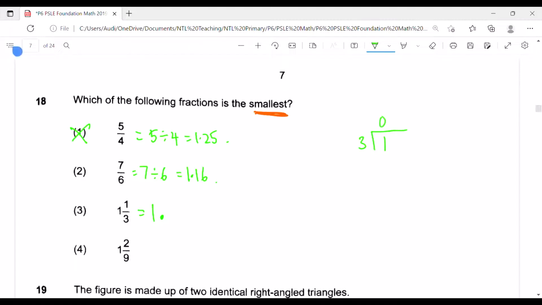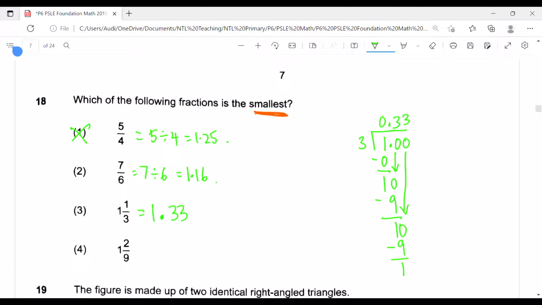0, 0, 1. Now you add the decimal point. Now you add the 0. So 3, 9, 1. 0, bring down the 0. 3, 3 times 3 is 9, 1. We will stop here. So this is 3, 3.